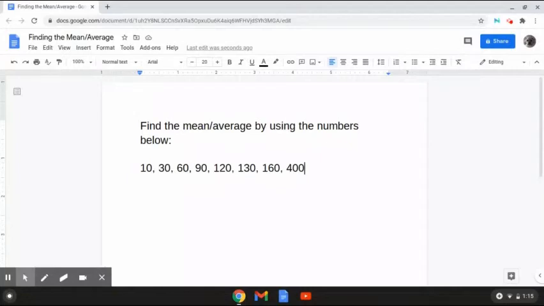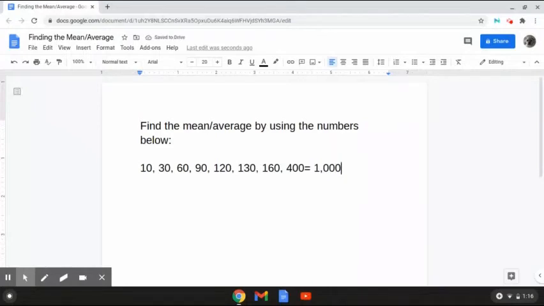Alright, so this next problem reads, find the mean/average by using the numbers below. So as we can see here, now we have the numbers 10, 30, 60, 90, 120, 130, 160, and 400. And the way that we're going to be finding the mean is like we've been doing before in these last few problems. First, we're going to take all the numbers and add them together. So 10 plus 30 plus 60 plus 90 plus 120 plus 130 plus 160 plus 400. So when we add all of these numbers up, we get 1,000.